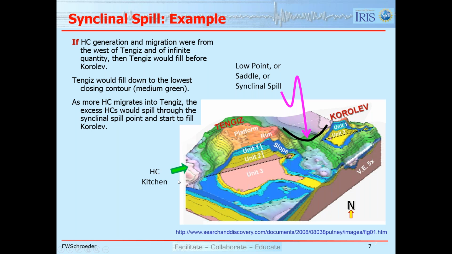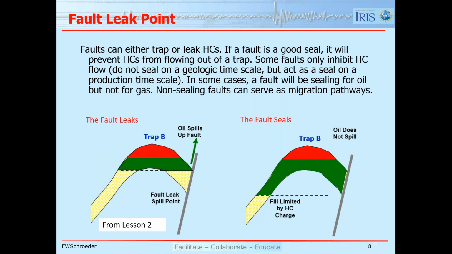I'm not sure where the hydrocarbon kitchen is, but let's say it's off to the left as the green arrow is showing. In that case, Tengiz would fill up first with oil. When it reaches the lowest depth contour within this low point or this saddle or this incline, if we add more hydrocarbon to it, it will start to fill up the other structure further up dip and along the hydrocarbon migration pathway. We can also have fault leak points.